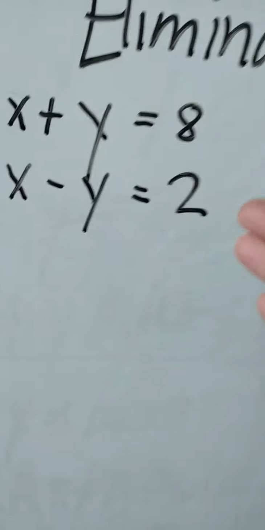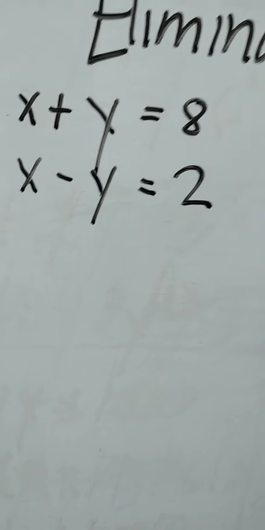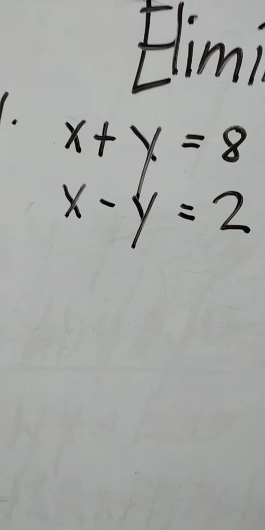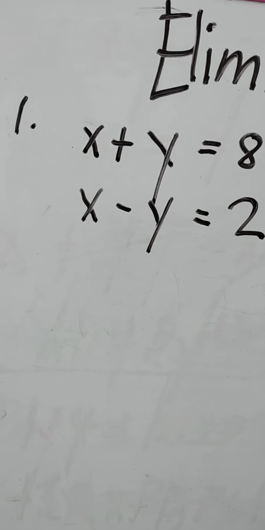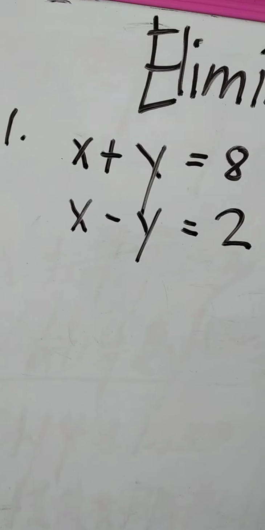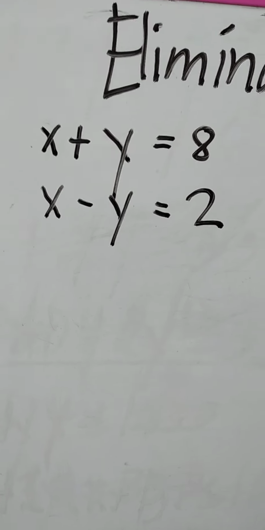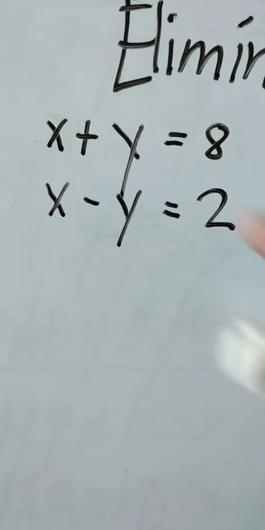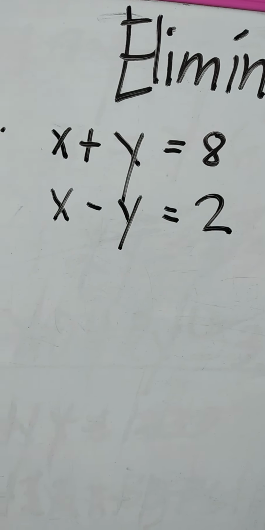You don't move this to the other side so you can solve for y in terms of x. You don't have to go through that. There's a better way, a shorter way, a more convenient way, and that is the elimination method, where all the x's and the y's are on the same side and the constants are on the other side.